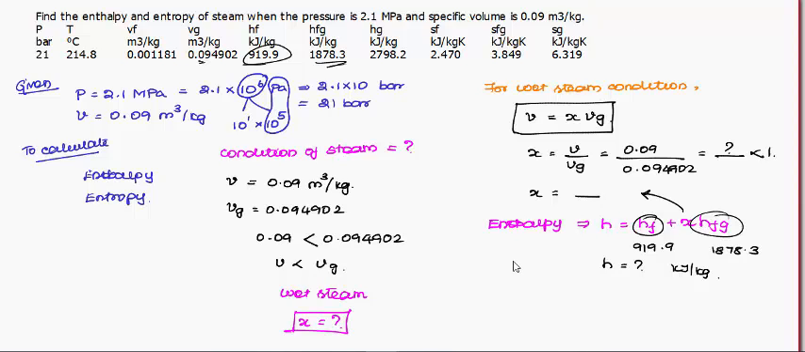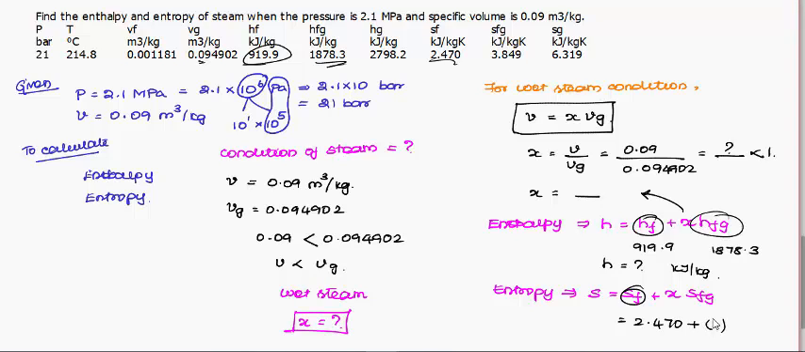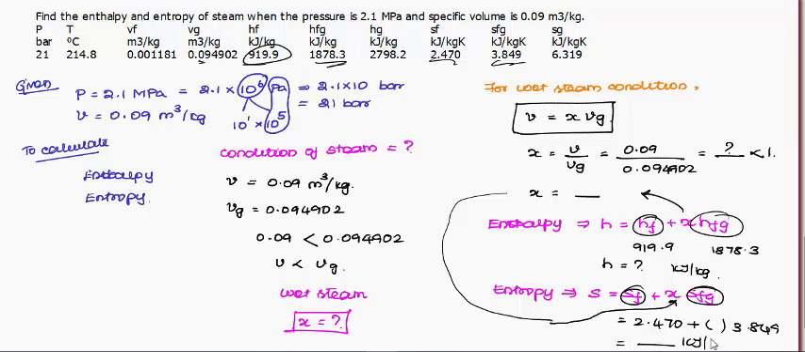Then the last one, entropy. Similarly, entropy S equal to Sf plus x into Sfg. You take the Sf value as 2.470, plus the x value, the dryness fraction or quality of steam, and Sfg is taken from the given table, 3.849. By making the calculation you can get the value of entropy in kilojoule per kilogram Kelvin. If you have any doubt, please ask me. Thank you.